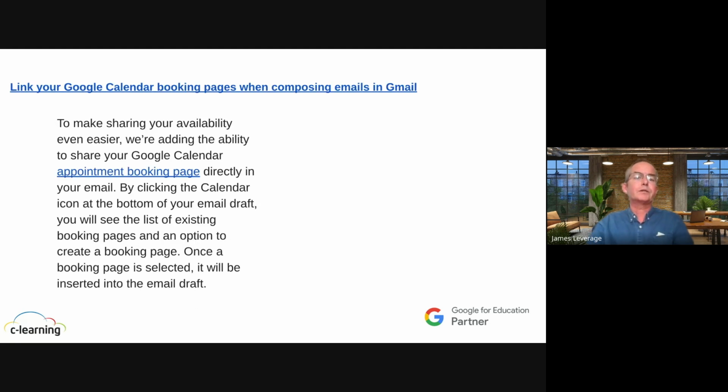So this is linking your Google Calendar booking page. If you've got a booking page, like a calendar schedule or something like that, then you can link that directly when you're composing emails in Gmail, and it tells you there how to do it. Click on the calendar icon at the bottom of your email draft, and you'll be able to link your booking page directly to the email rather than putting it, say, as a link at the bottom of your email footer. Google will do it that way instead.